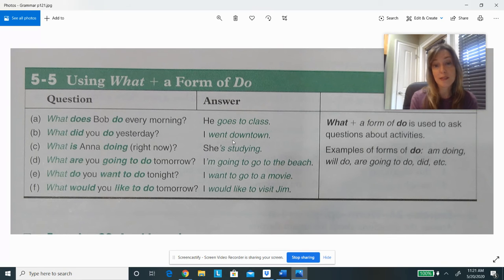It could be like this one, I went downtown. It could be I ate lunch. I shopped. But it could be did. I did my homework. So it could be any verb in your answer.